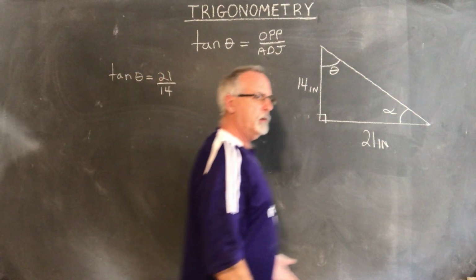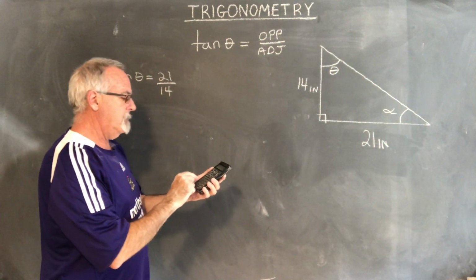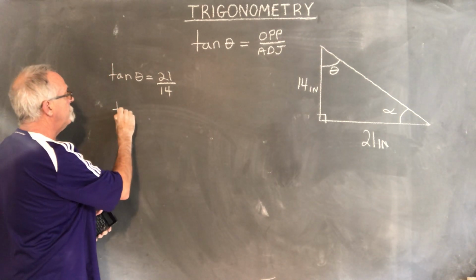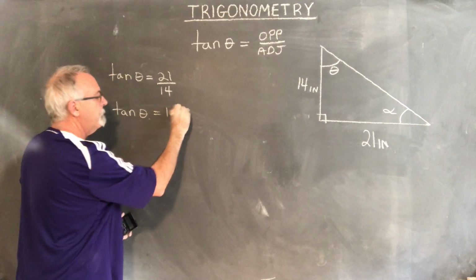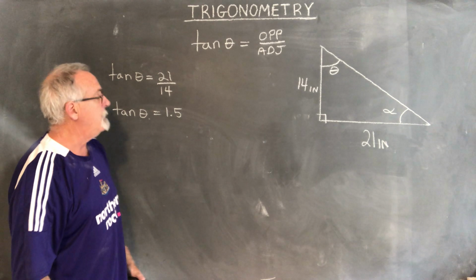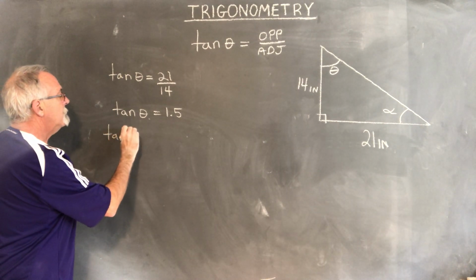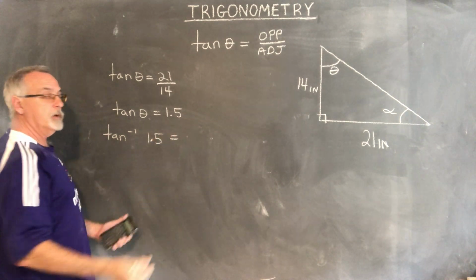21 divided by 14. It's going to give me 1.5, isn't it? 21 divided by 14. Yes, that is 1.5. So tan of my unknown angle is equal to 1.5. And if I really wanted to write it to 4 decimal places, I could put 3 more zeros if I want. But now I'm doing the inverse tan. Inverse tan of 1.5 is going to give me the angle.